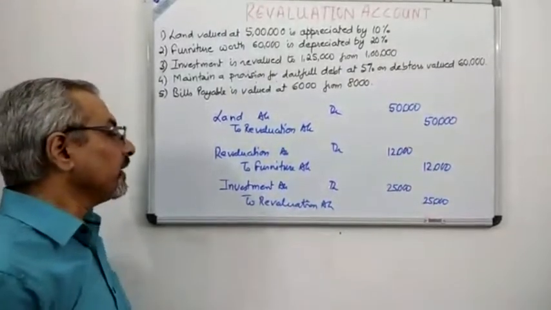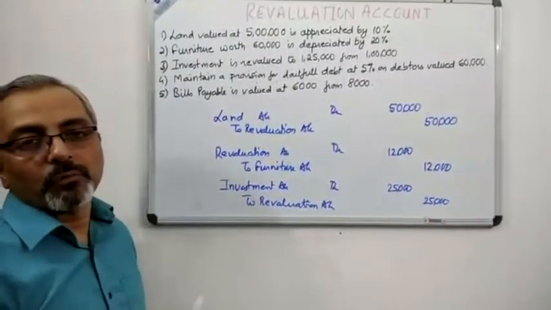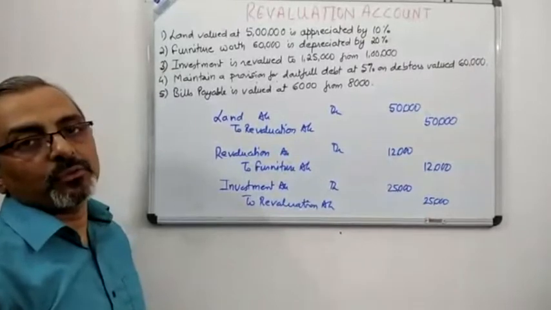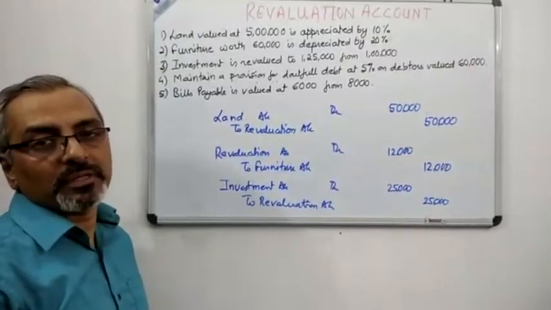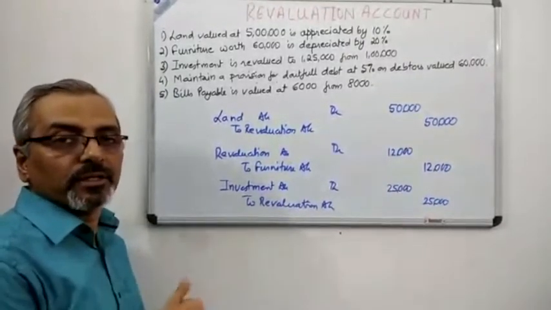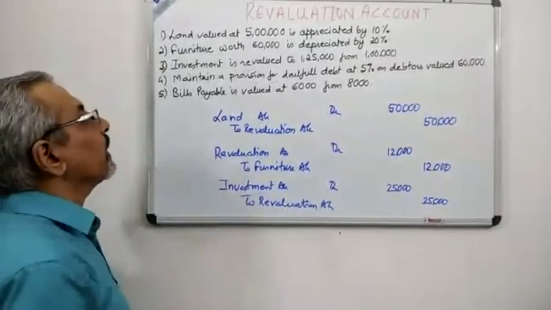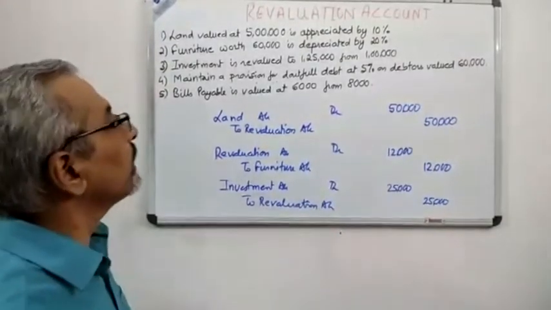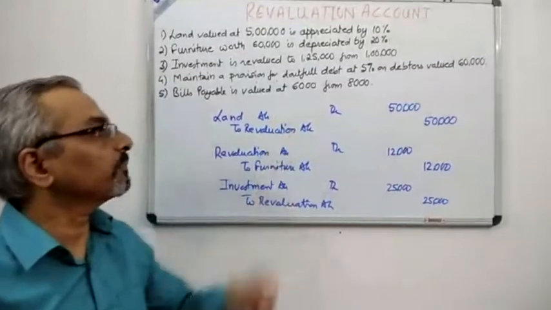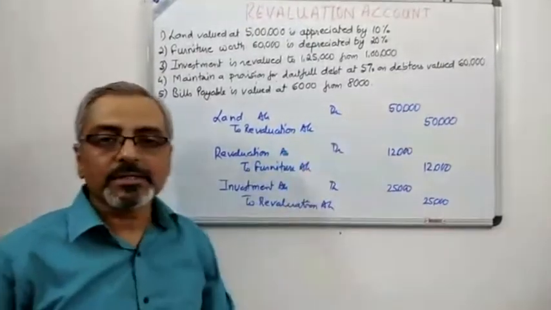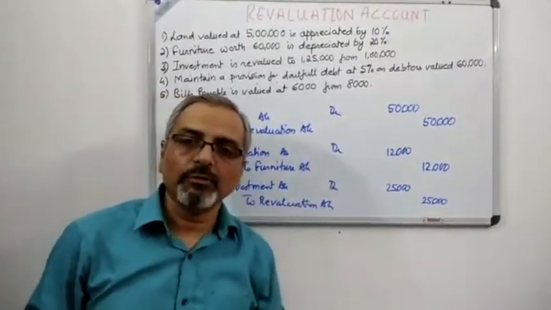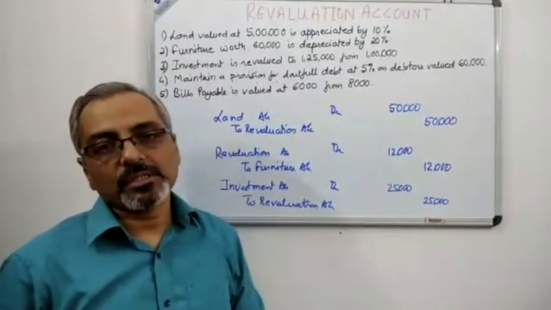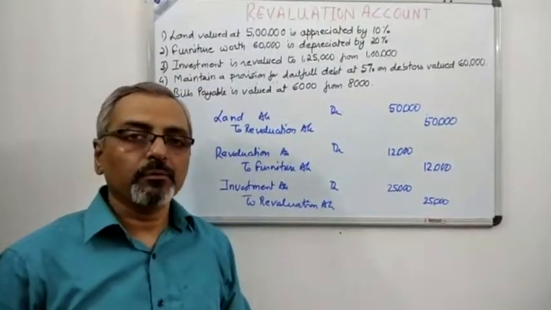So with these three entries, I have actually explained to you what will happen if there will be an increase in the value of asset, or what will happen if there is a decrease in the value of asset. We have the other two entries. Please see very carefully. Maintain a provision for doubtful debt 5% on debtors, and the value of debtors is given to you as 60,000. Now, if you calculate 5% of 60,000, what should be the amount? The amount will be 3,000.